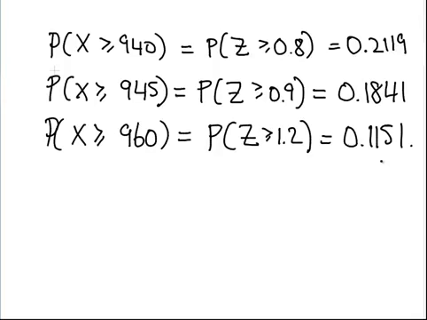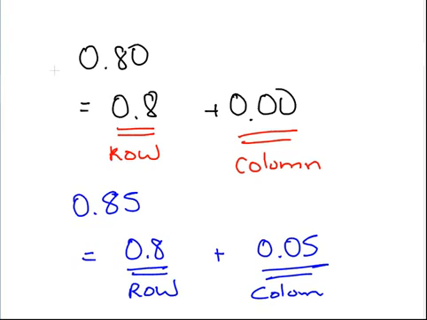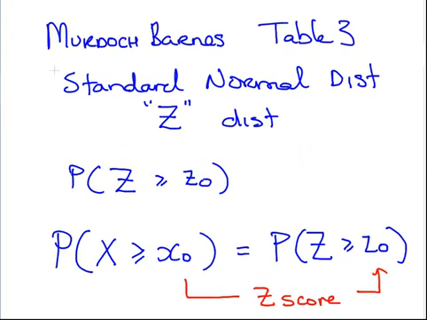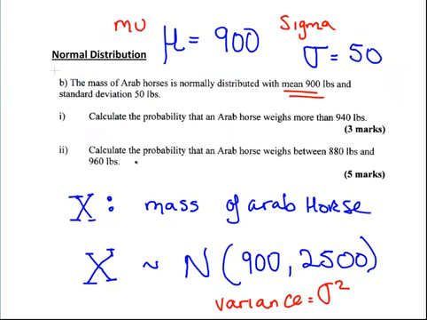It's 9 minutes in, so I'm going to pause it now and look at the second question. Let's go back to the second question shortly: calculate the probability that an Arab horse weighs between 880 kilos and 960 kilos. What we're going to do there is a few variations of three important rules. So this is normal distribution worked example 1, part 1, over.